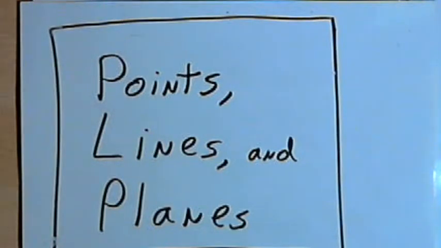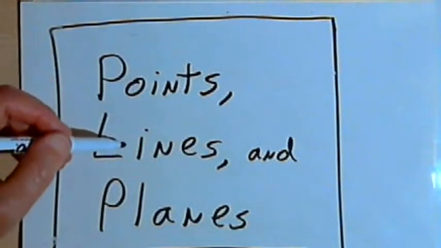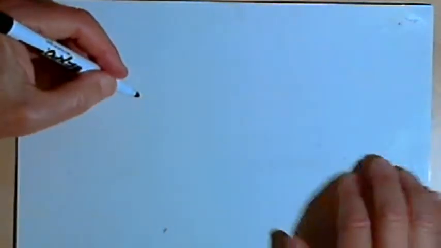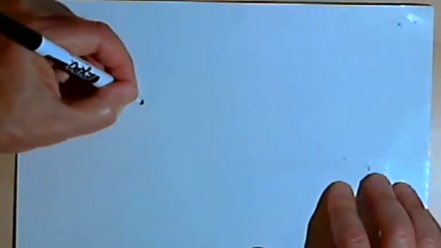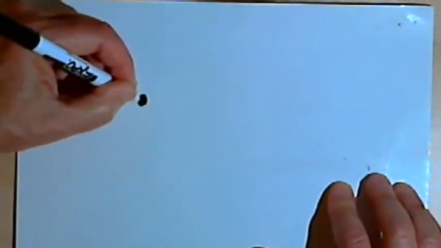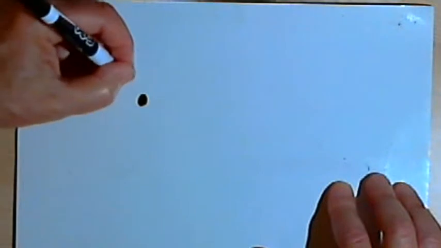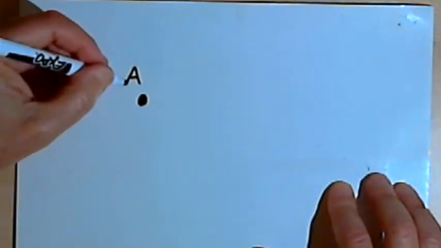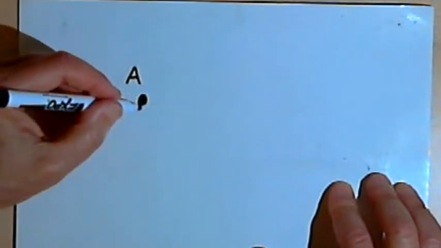And in this video, I'm going to talk about points, lines, and planes. So in geometry, when you talk about a point, it means pretty much the same thing that you're used to. I could put a dot on a piece of paper and call that a point. I can label it. I'll call it point A. I'll use a capital letter A for this point.